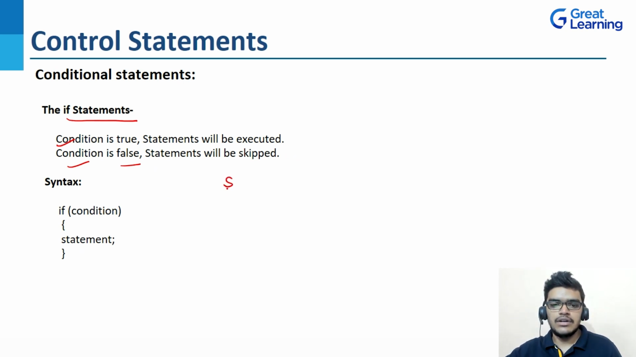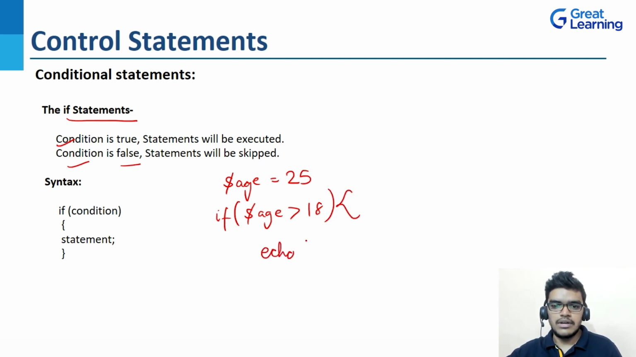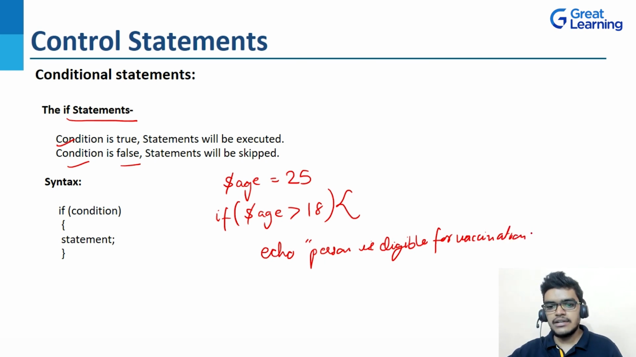So if I'm creating here, let's say variable $age, and I am giving the age as 25, right? So here in if condition, if I am giving $age is greater than 18, and then inside this I am writing echo, and then I'm writing person is eligible for vaccination, right? So if I'm writing this, you will see that this statement will execute, right? Because the age is 25, right? And 25 is greater than 18.